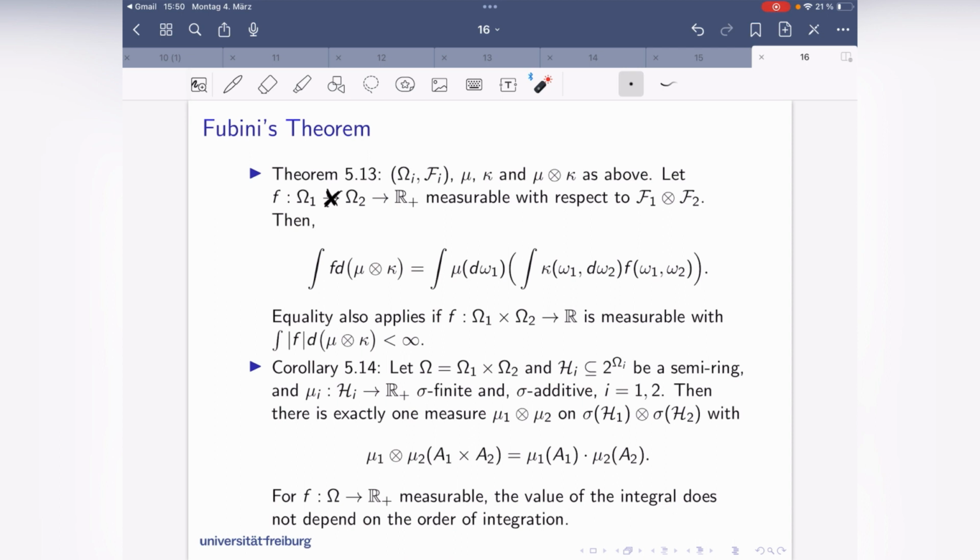And what we also have, if f goes to r plus, the value of the integral does not depend on the order of integration. So here you could also play the other game. Here measure in omega 2 and omega 1 is the same as integrated over the second coordinate, and then you have a measure on the first. And when you're doing this, you have here a product measure. So the measure on the product of a product set is the product of the values of the measures.